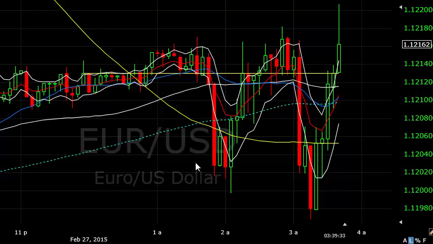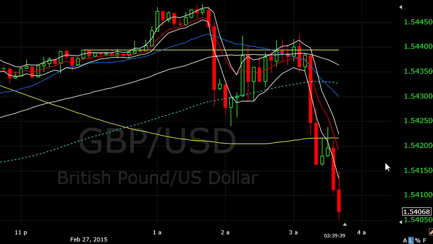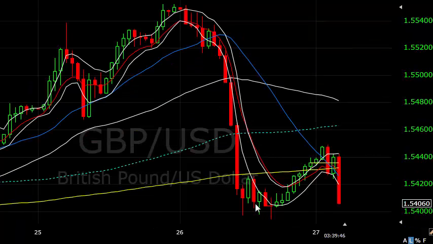I think the interesting one this morning is going to be the pound. We've got GDP figures coming out, and if we go to the pound, it's just coming back down at the moment. All it's doing is coming back down to retest its lows from yesterday, into that zone. So we'll see what happens with that one.